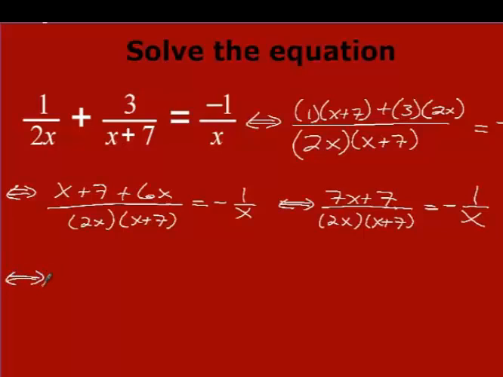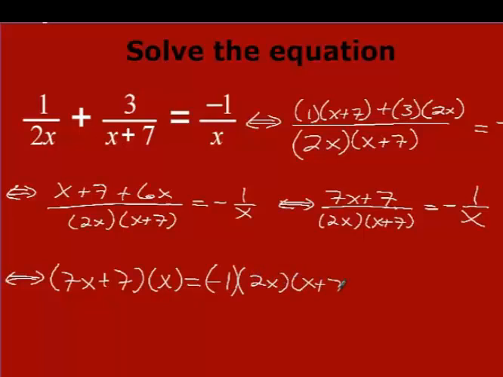So once you get a fraction equals a fraction, you want to cross multiply. So I'm going to take 7x plus 7 times x, and that's going to be equal to -1 times 2x times x plus 7. Everybody good so far? Yes, no, maybe so? Alright. So for those of you following along, I appreciate it. For the rest of you, good luck.